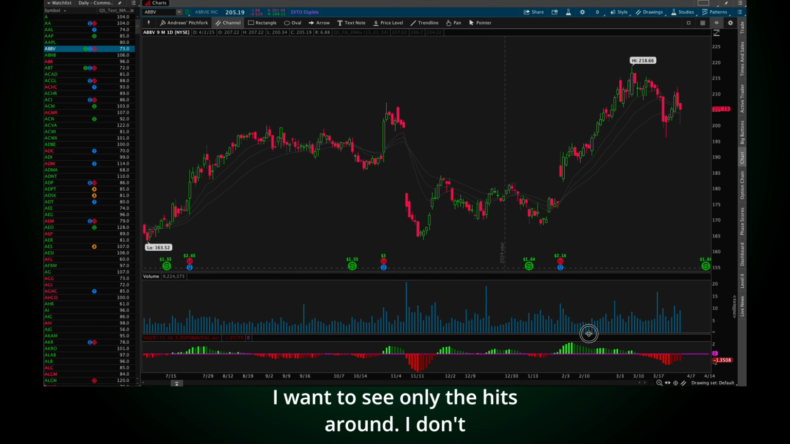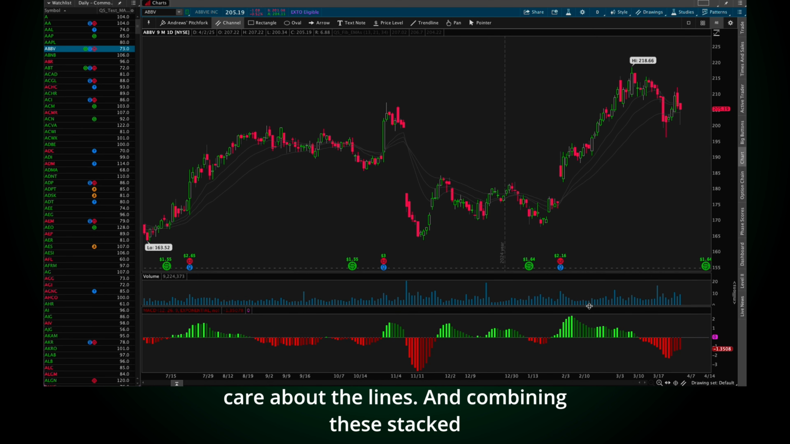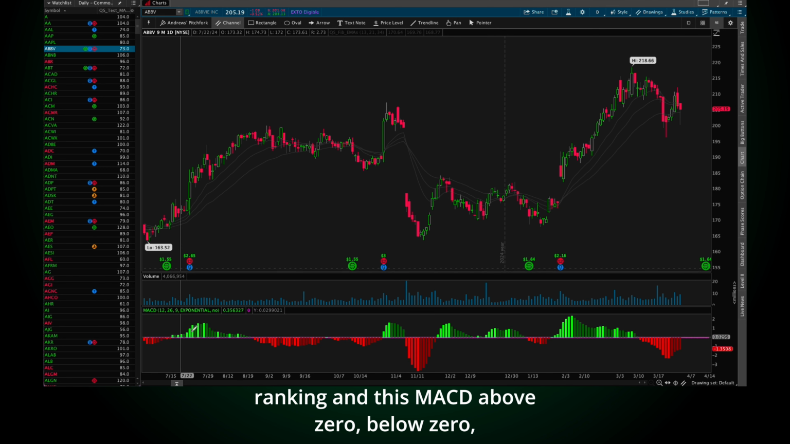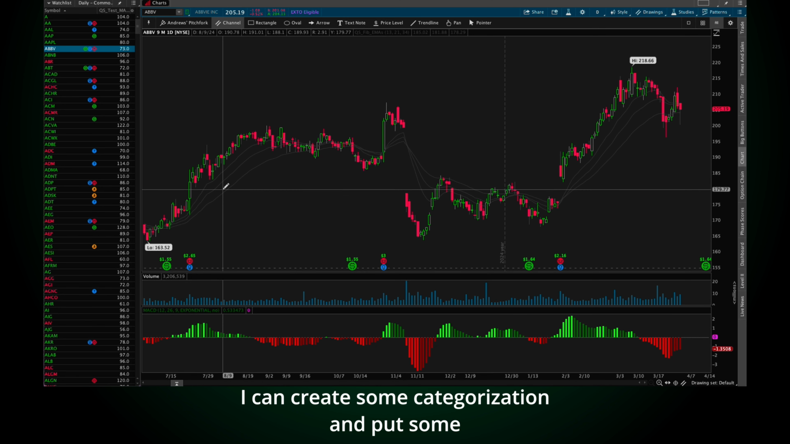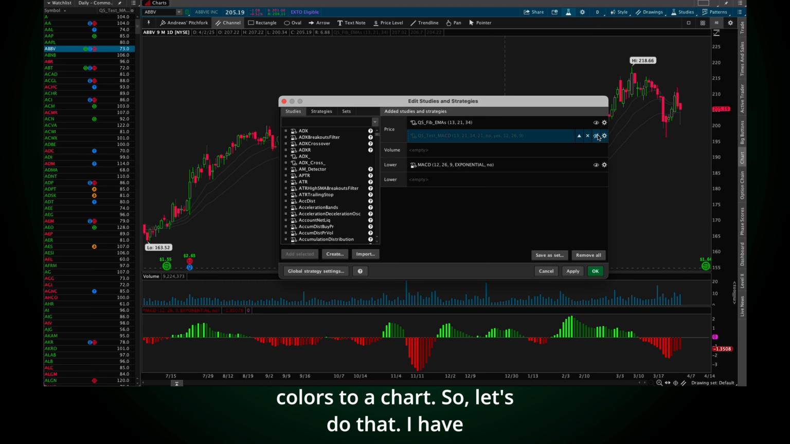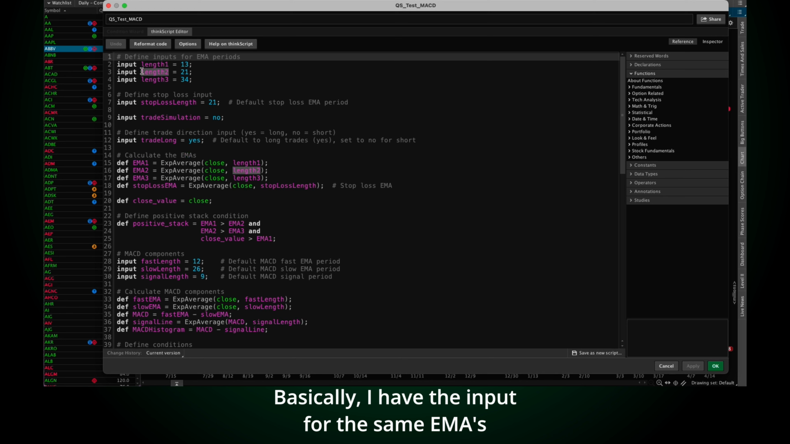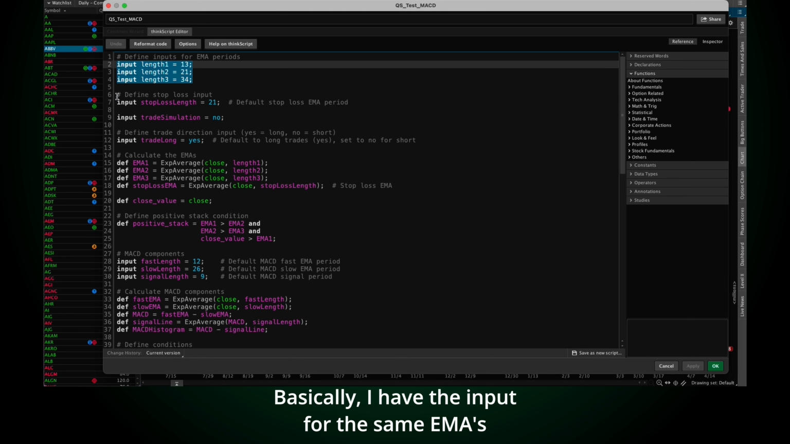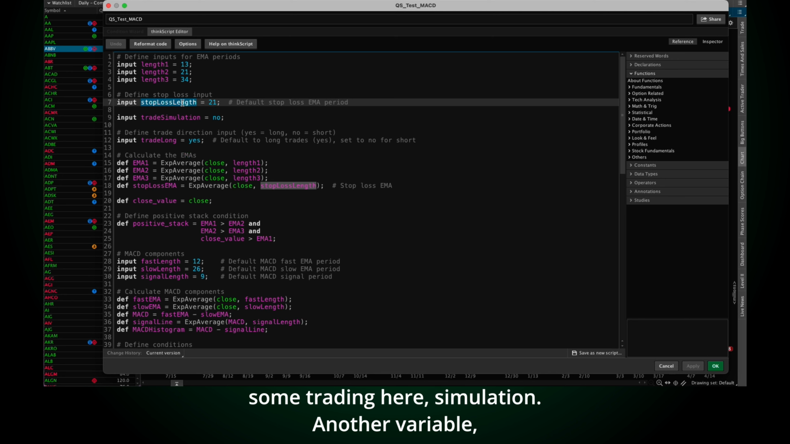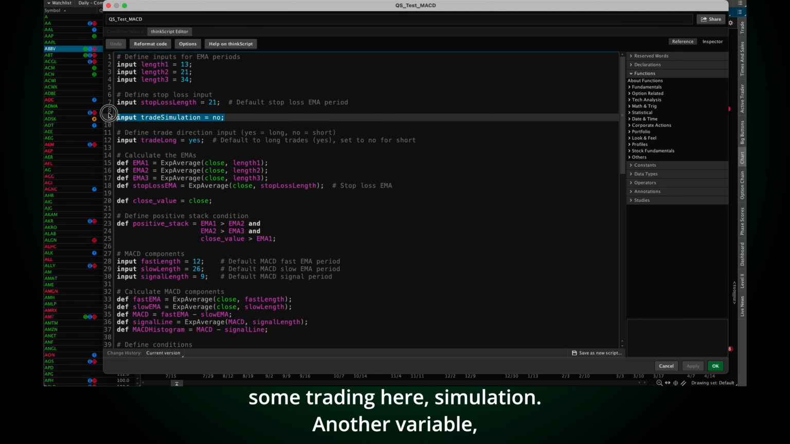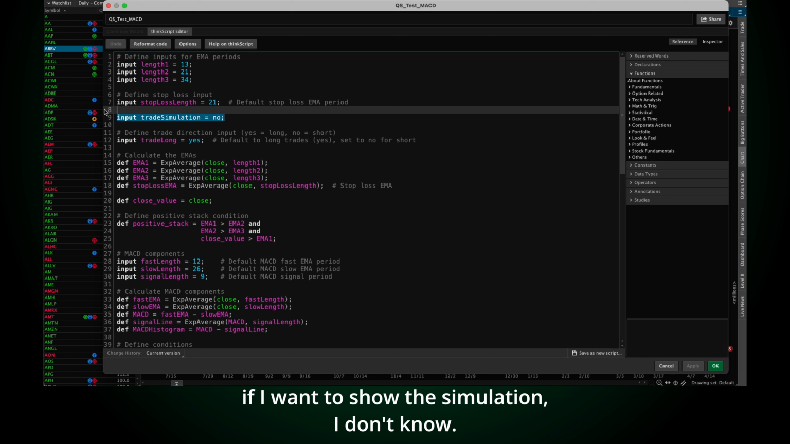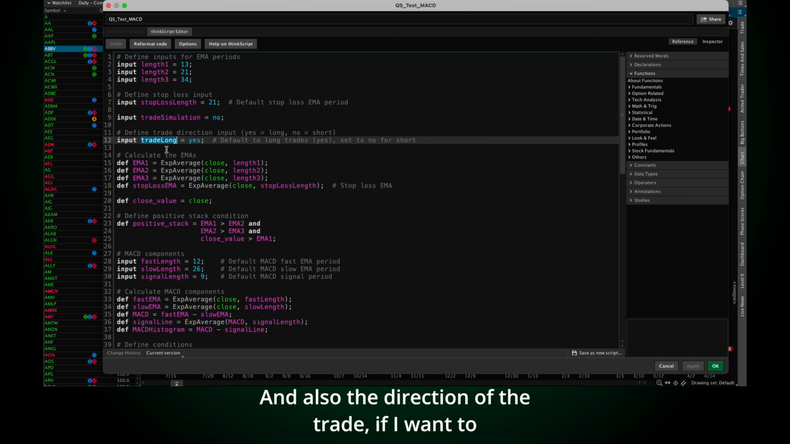And for the MACD, I want to see only the histogram. I don't care about the lines. And combining this stack ranking and this MACD above zero, below zero, I can create some categorization and put some colors to the chart. So let's do that. I have this one here that you can also see the code. Basically, I have the input for the same EMAs, for the stop loss because I'm going to activate some trading simulation here, another variable if I want to show the simulation or not, and also the direction of the trade if I want to go long or short.